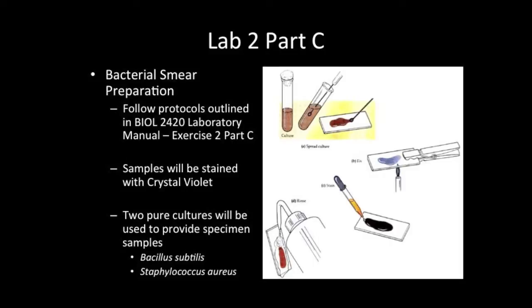In Part C of Lab 2, you will be required to prepare 2 stained bacterial smears. You will utilize the protocols outlined in the NCTC Microbiology Lab Manual. The stain you will be using in this procedure is crystal violet. Crystal violet is a basic stain, so it will be attracted to the negative charges on the surface of the bacterial cells. Your smears will be made using 2 different species of bacteria, Bacillus subtilis and Staphylococcus aureus. The samples will be taken from pure culture broths. Pure cultures are cultures that contain only a single species of bacteria. Mixed cultures, on the other hand, contain more than one species.